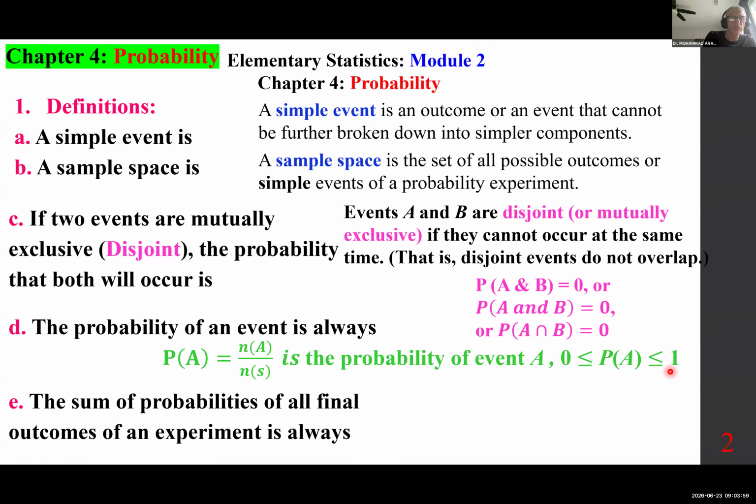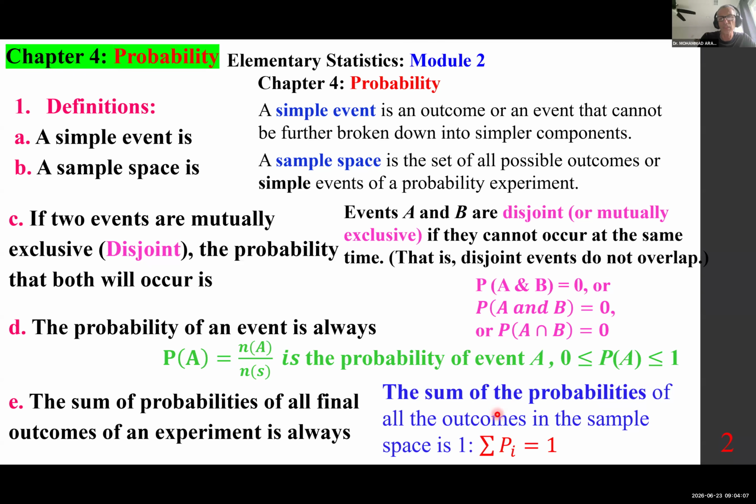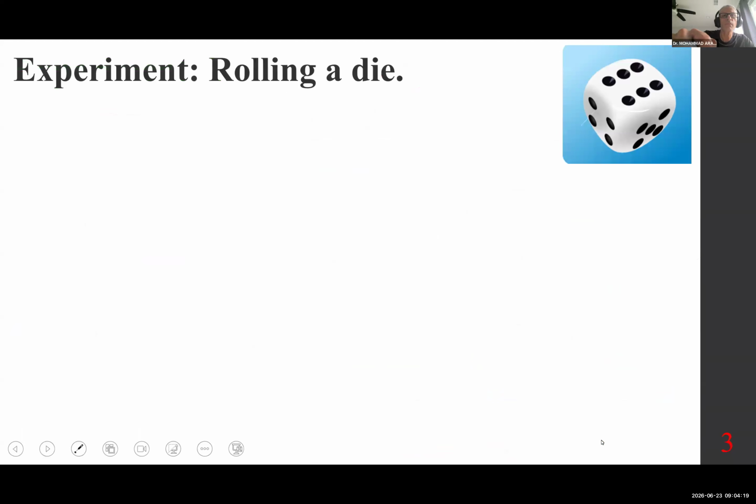The sum of probabilities of all final outcomes of an experiment is always 1. The sum of the probabilities of all the outcomes in the sample space is 1. Summation of P sub i is 1. All right.